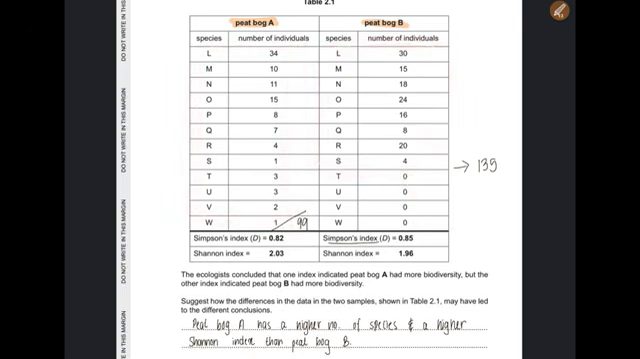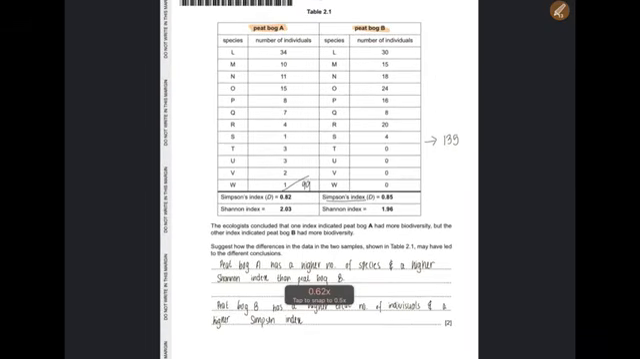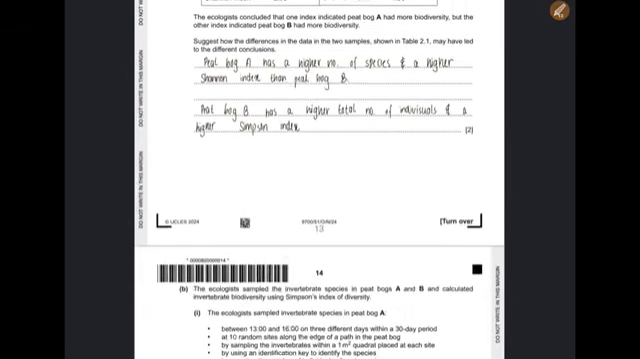And the second one was, you can see that these numbers are a lot bigger than these. So the total number of individuals is more in peat bog B. You can also write down the number: peat bog B had 135 individuals, whereas peat bog A only had 99. Okay, and this way you can try to answer that question.